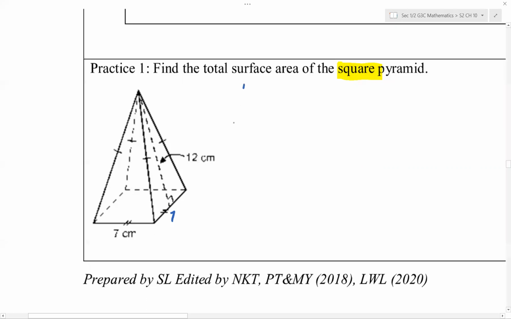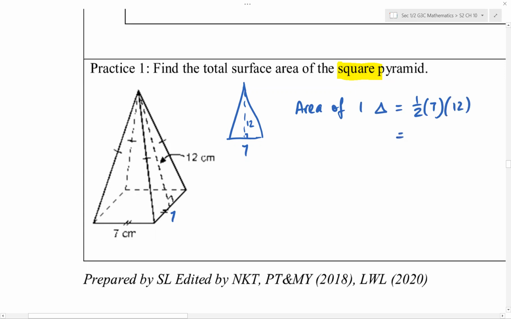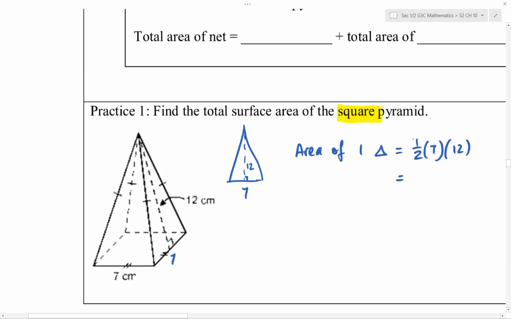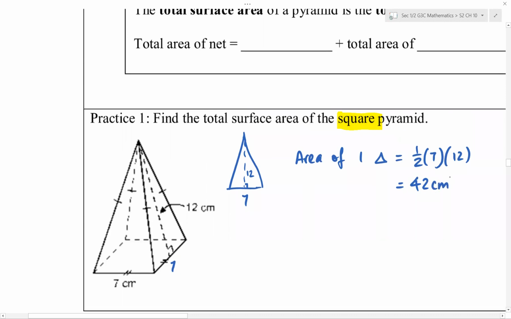So let's draw out 1 triangle, see what it looks like. So we've got the base of 7. We've got a vertical height of, the perpendicular height for this particular triangle is 12 cm. Okay, so area of 1 triangle will be half times 7 times 12. Simple. Okay, so 6 times 7, we got 42 cm. 42 square centimeters.